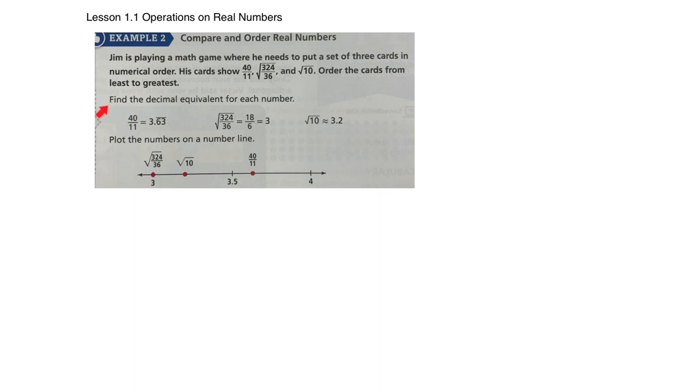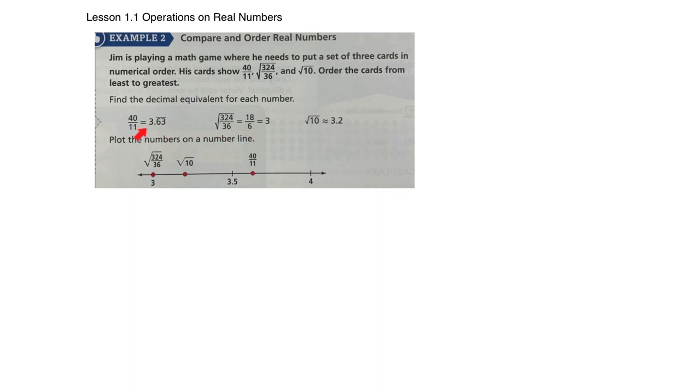So the first step they do is find the decimal equivalent for each number. There are some big words here. Decimal just means they want it in decimal form. They don't want the fractions. Equivalent means it's equal to. So first they take 40 and divide it by 11 in a calculator, and it's going to spit out 3.63 repeating. Then they do the square root of 324 over 36. That simplifies to 18 over 6, which reduces to 3.